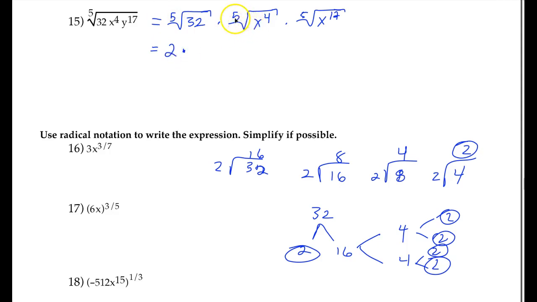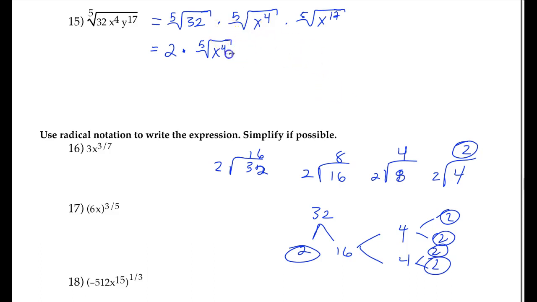For this next factor, the 5th root of x to the 4 is just going to remain the 5th root of x to the 4, because x to the 4 means x multiplied times itself 4 times. And we need at least 5 x's being multiplied under the radical of the 5th root for us to be able to pull 1 x out. So there's not much we can do with that.